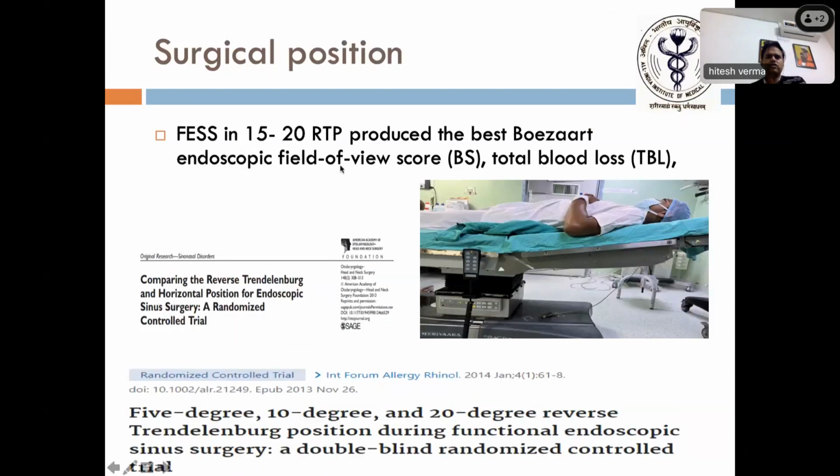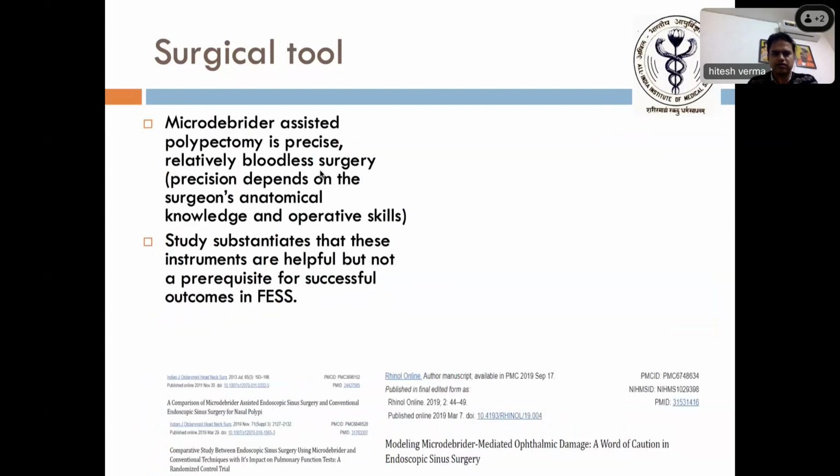In surgical position, reverse Trendelenburg position is preferred because it reduces the overall blood level in the paranasal sinuses and upper part, so it reduces the bleeding risk. As a surgical tool, the microdebrider is a good tool. Relatively bloodless surgery can be performed precisely as compared to the cold method, and this is also helpful and a prerequisite for a successful outcome.